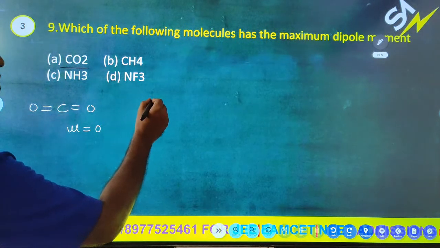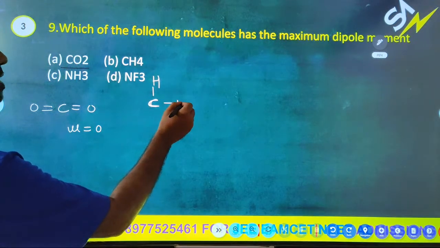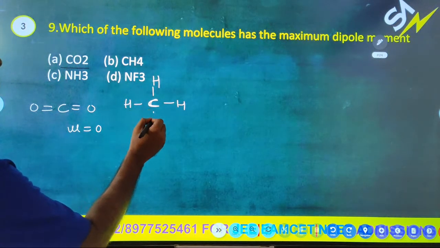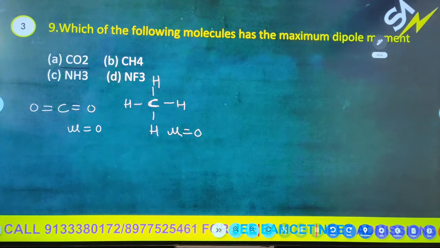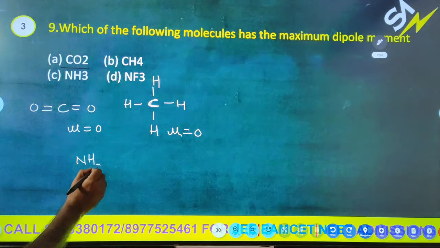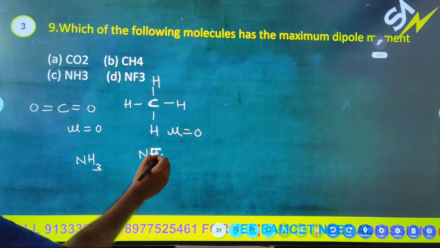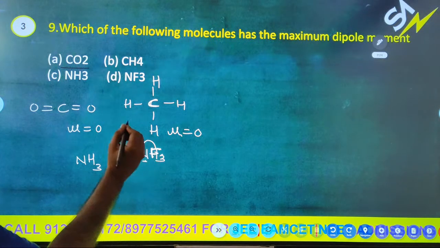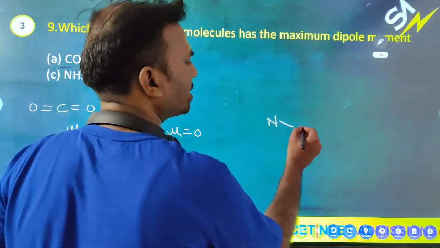Now CH4, the central atom is carbon. And how many hydrogens are there? So it has tetrahedral geometry, mu is equal to 0. It is a symmetrical molecule. Now come to NH3 and NF3. Both are unsymmetrical. But compared with nitrogen, fluorine is more electronegative.